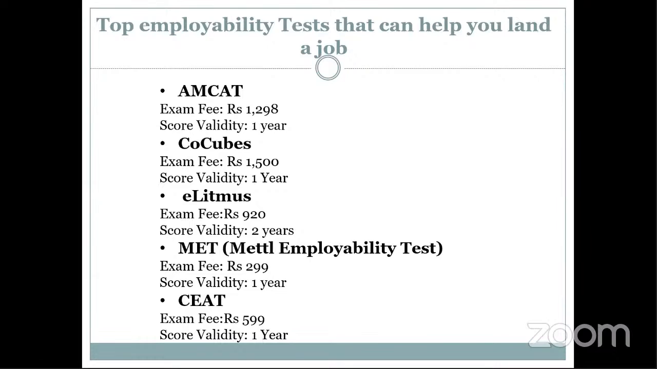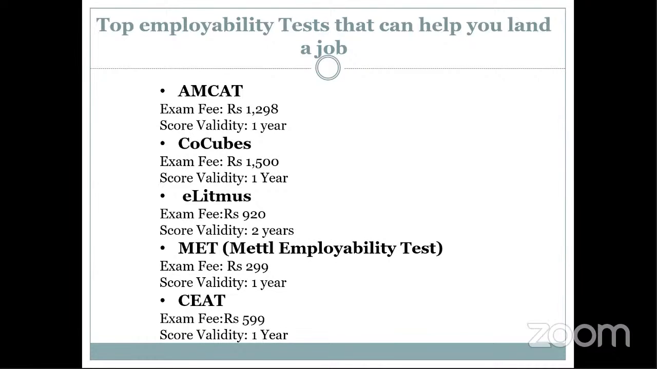So AMCAT, CoCubes, eLitmus, MAT, CAT. These are the employability test taking portals. You have to pay the fees, then you can apply for the aptitude test and the technical test. You crack those exams, you will get one score. If you put that score in your resume, and for example AMCAT is associated with Accenture, and Accenture's placement vacancies are there, they want to fulfill their vacancies. You have a score out of 100 marks, you got 70. You are eligible for Accenture.